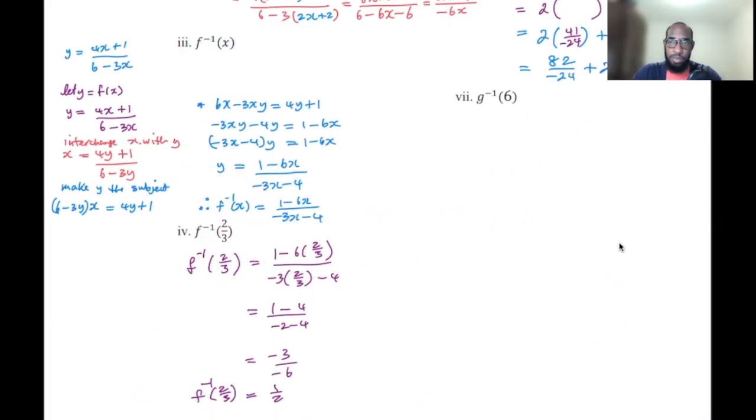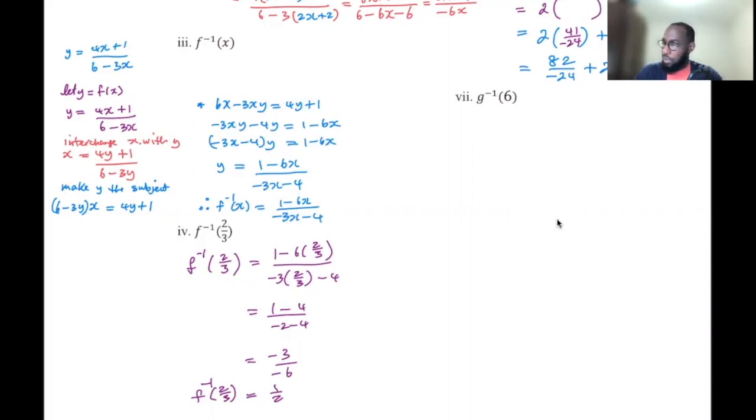All right, last question. G inverse 6. In order for us to find out what is G inverse of 6, we need to find out what is G inverse of x. You must find out what is G inverse of x first before you find out G inverse of 6. And we're following the same pattern here. Let y equals f of x, in this case, y equals g of x. Interchange x and y, make y the subject of the formula. Whatever you get for y, in this case, it was f inverse. And in this new case, it will be G inverse.